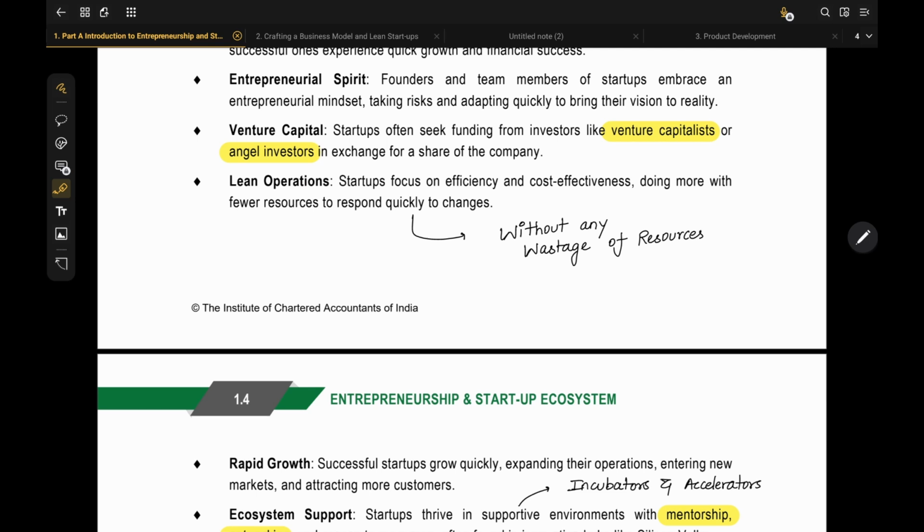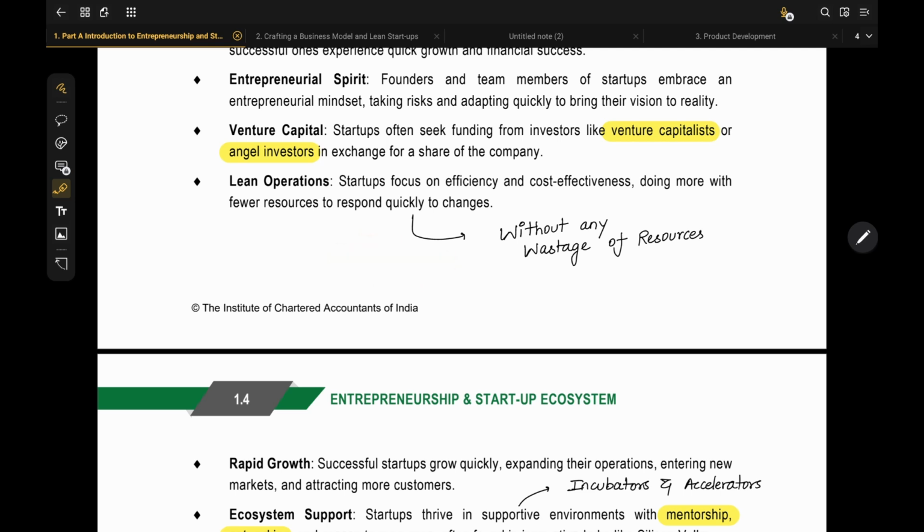What is lean operations? Lean operations means in a business, if you reduce all the wastage and it is operating very efficiently, that is called a lean business. That is, there is no extra wastage or extra amount of money or time which is being wasted. So everything is operating efficiently. That is a lean operation.